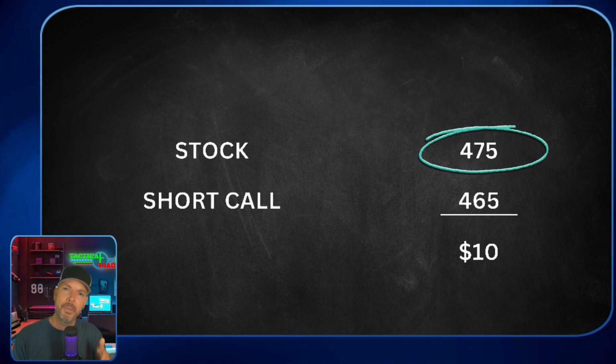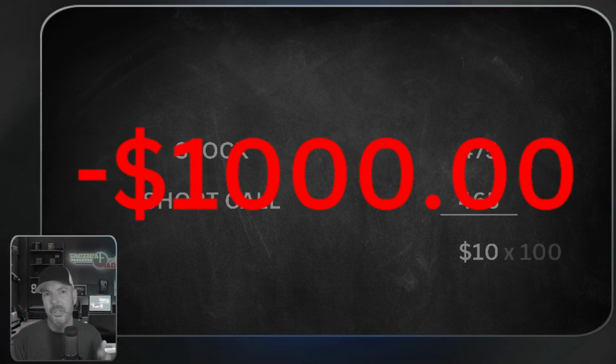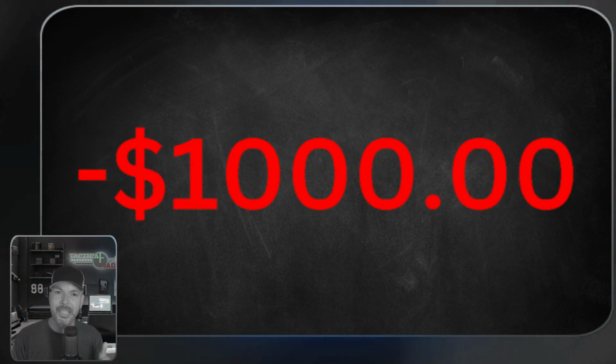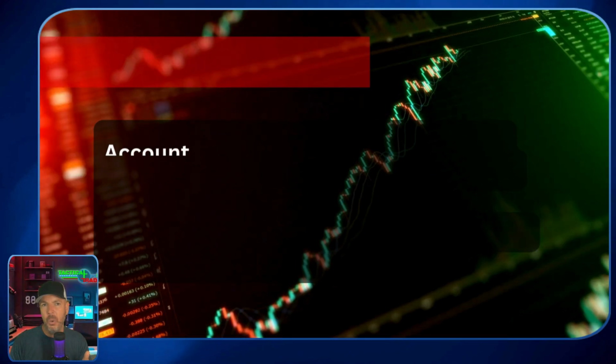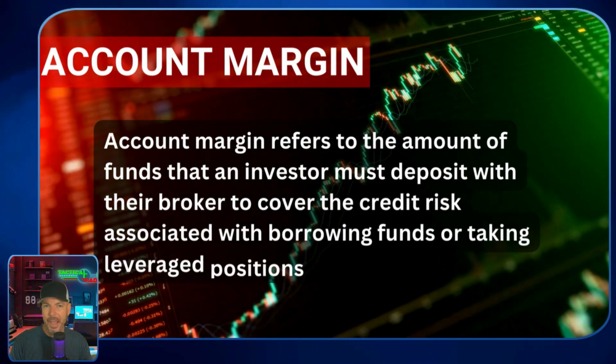So because one option contract controls 100 shares of stock, you would now be down $1,000 per contract if the $465 call expired $10 in the money. Again, unknown risk to the upside. Now, secondly, the capital requirement to sell this naked option could be substantial, as the broker will want you to hold a certain amount of margin in your account to make sure that you're good for it if you do have to purchase the stock.